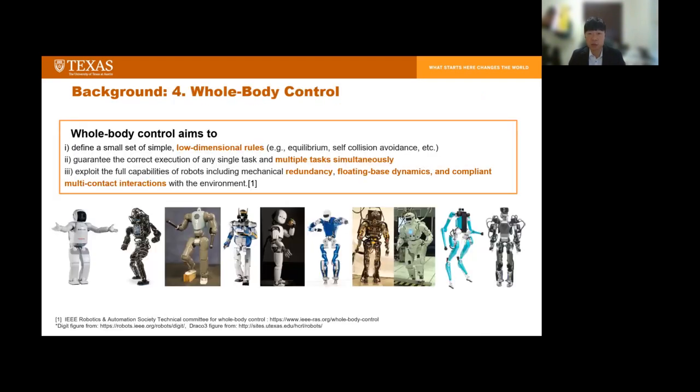Let's move to the whole body control. Whole body control aims to define a small set of low-dimensional and straightforward rules, such as equilibrium, self-collision avoidance, and so on. So the whole body control method warrants the exact execution of one or multiple tasks. In most cases, the multiple tasks have a hierarchy in terms of their importance. Also, whole body control will exploit the full capacity of the entire body in compliant multi-contact interaction with the environment.